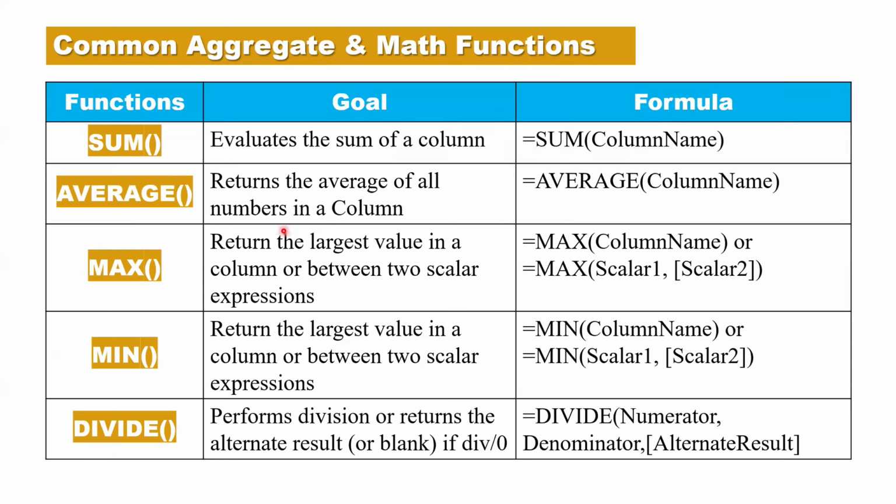But max can also accept a list of scalar values, just like min, which returns the smallest value using the exact same syntax. Now, divide is a little different. It performs division, but importantly it also lets you define an alternate result for scenarios where a division by zero would normally trigger an error. So the function takes a numerator, a denominator, and then an optional alternate result.